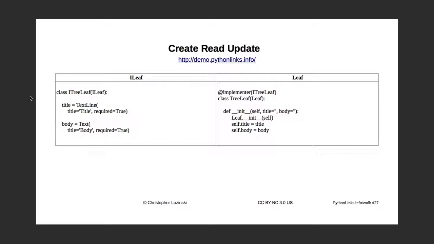And then on the right-hand side, in order to tell the software about the attributes of this particular TreeLeaf object, we just say @implementer(ITreeLeaf). Once you do that, all this CRUD happens for you magically.